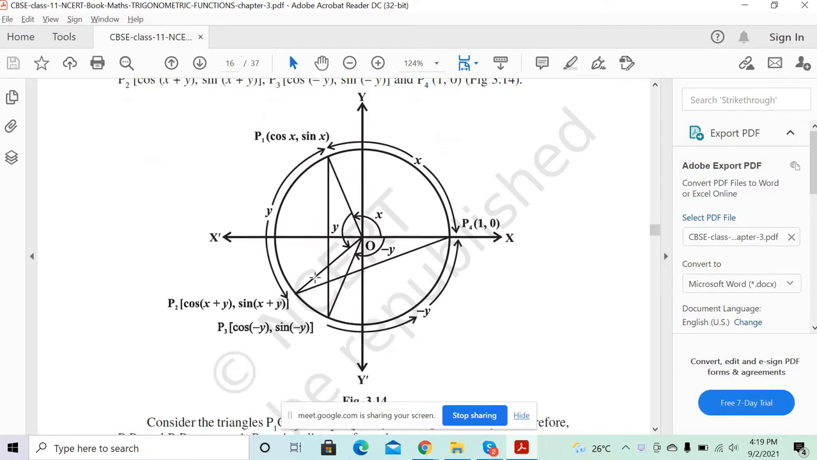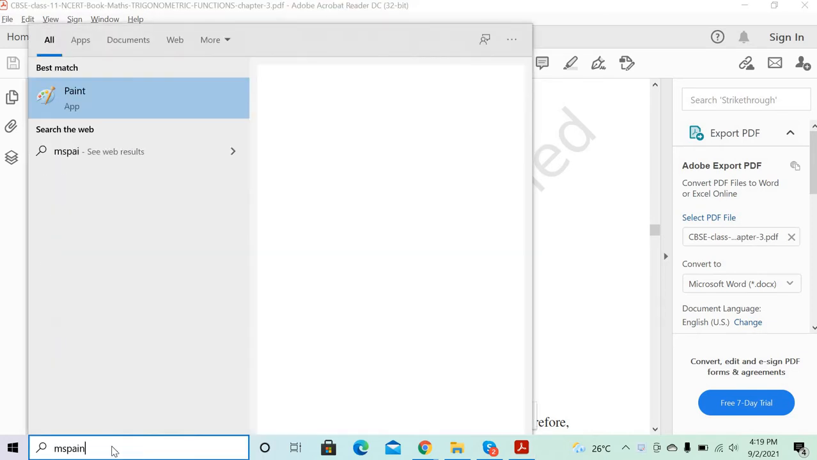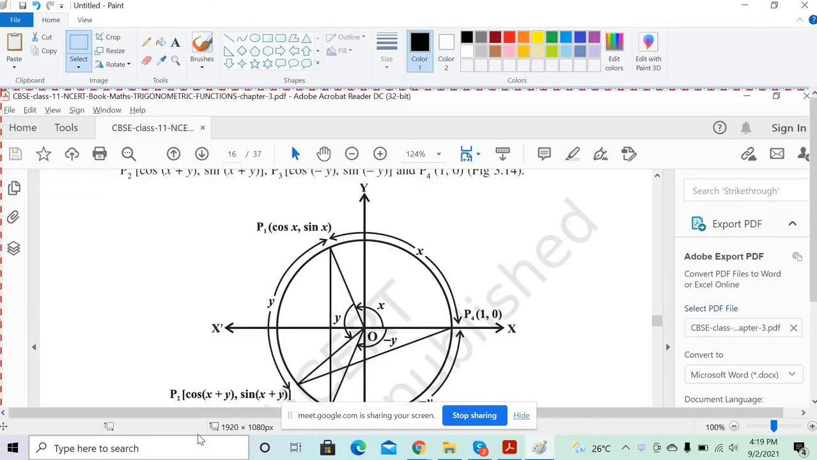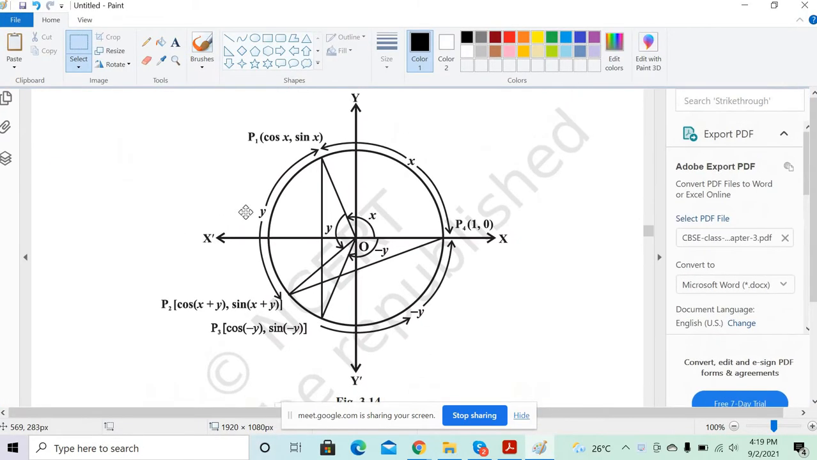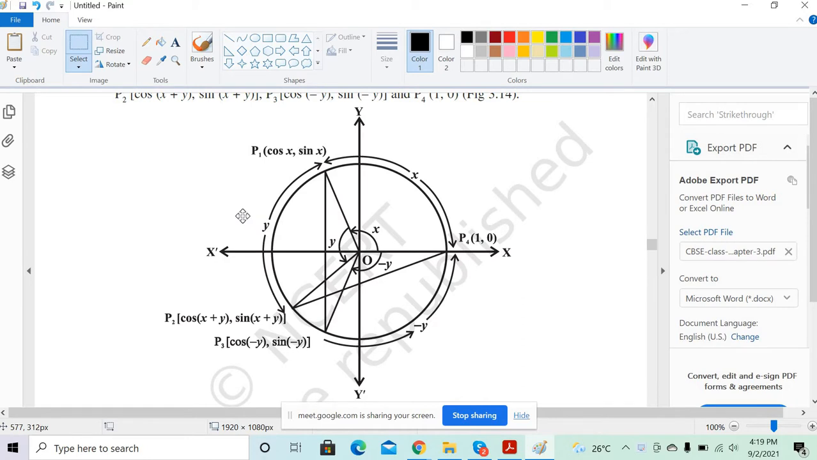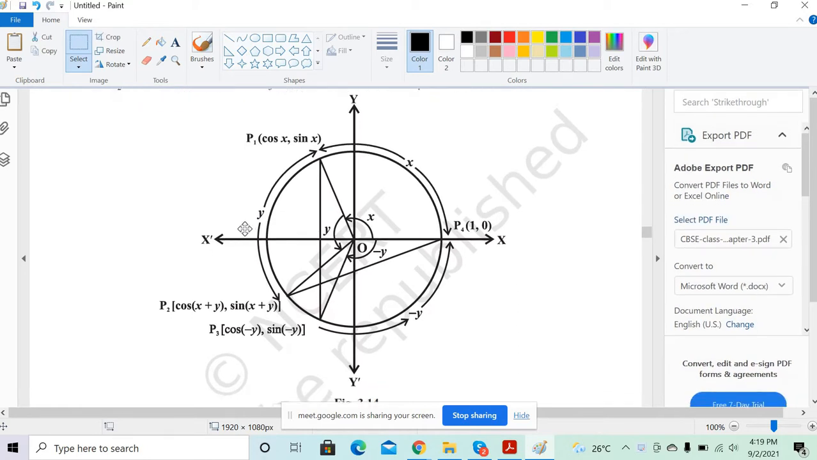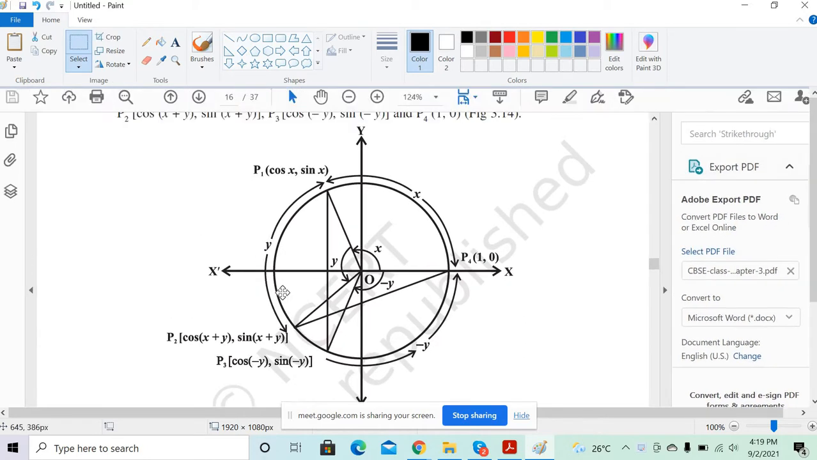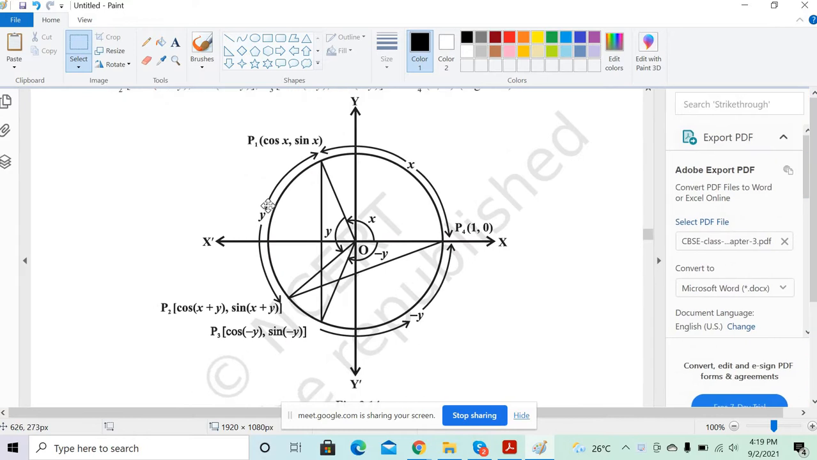Yes, sir. Okay, now let's try to understand this part, Tanisha. So you have drawn this figure. Basically we need to prove the formula cos(A plus B), that is cos A cos B minus sin A sin B, correct? Yeah.